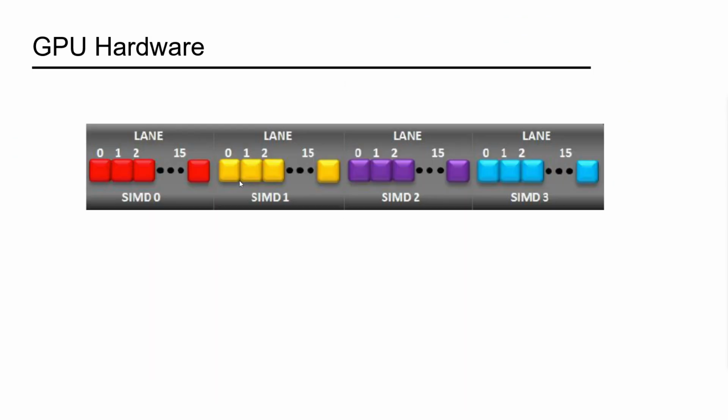And each of these 4 SIMD engines has 16 vector ALUs. Each of the colors here represents a different instruction. So all 16 ALUs in each of these SIMD engines are running the same instruction, but the SIMD engines are running different instructions.